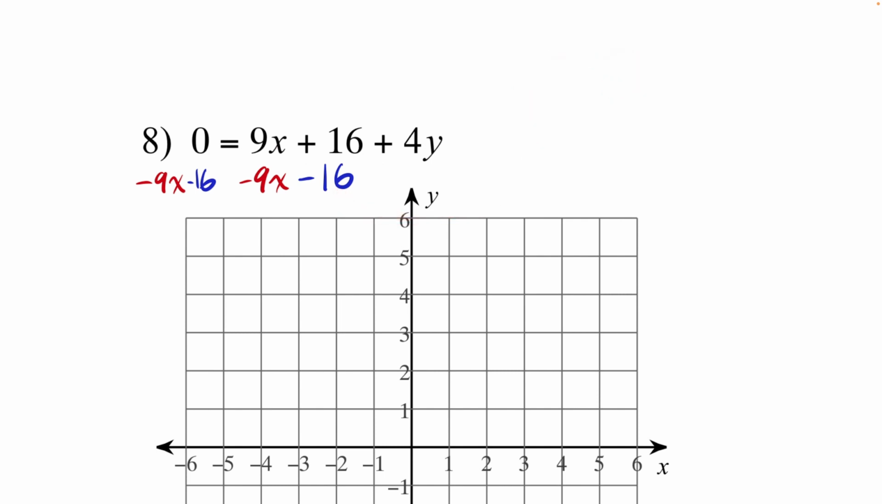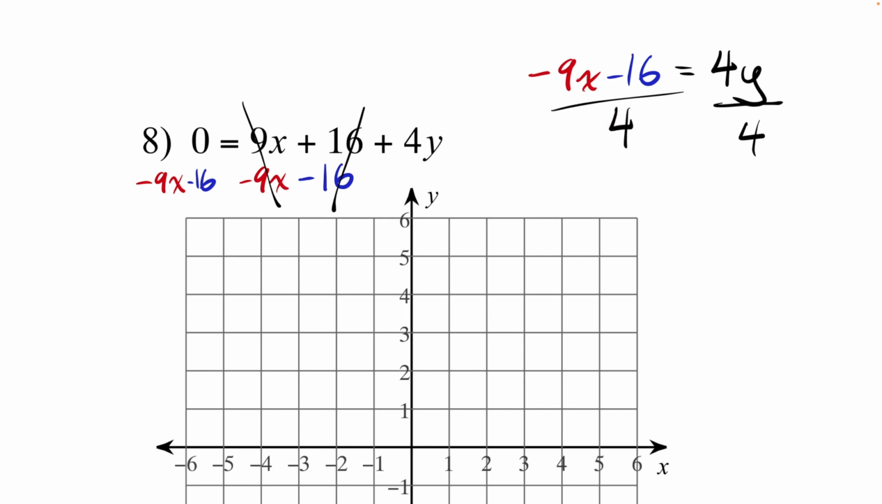My new equation, on the left, I have -9x minus 16 is equal to, well, these guys are gone, those are gone. I just have a 4y. Looking really nice so far. All right, I need to get rid of that 4. How? Divide by, yeah, divide both sides by 4.